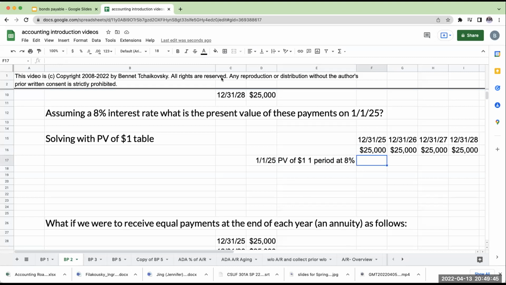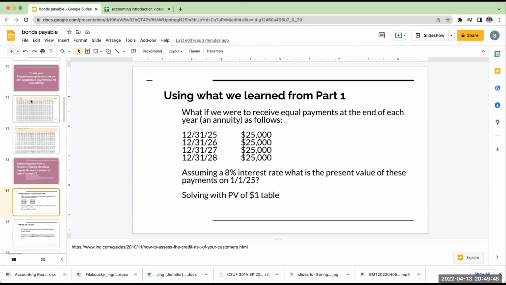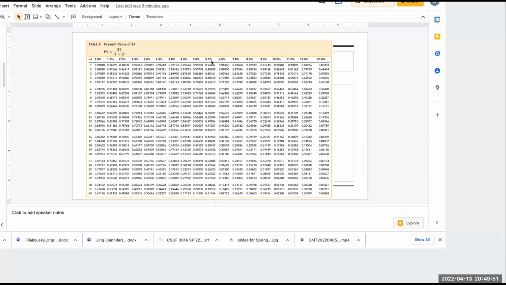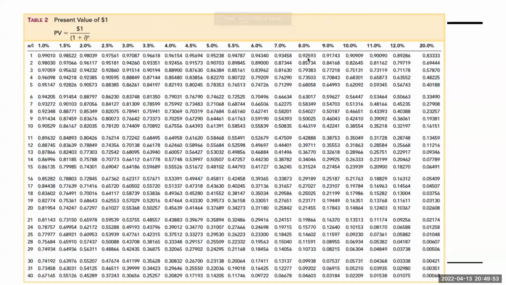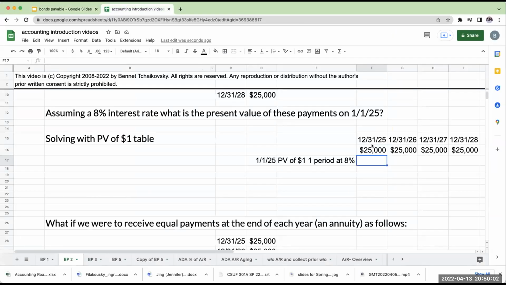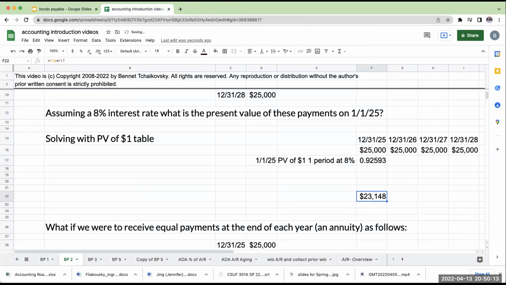So I'm going to go to the present value of a dollar table. One period at 8% is 0.92593. So the present value of this amount is going to be 25,000 times 0.92593, or 23,148. So $25,000 paid 1 year from now, or one period from now, at 8% is going to be worth 23,148.